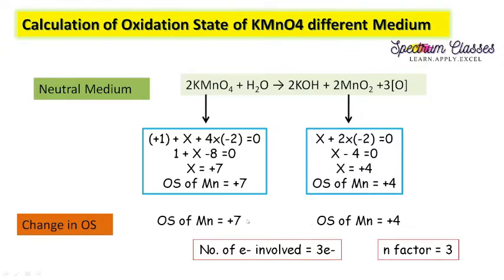So how do we get this +4 out of this +7? By adding -3. And how are we going to add this -3? An electron has -1, and if we multiply -1 with 3, we get -3. So 7 plus -3 gives 4. So in this equation, 3 electrons are involved. So the n factor, that is the change in oxidation state, is 3.